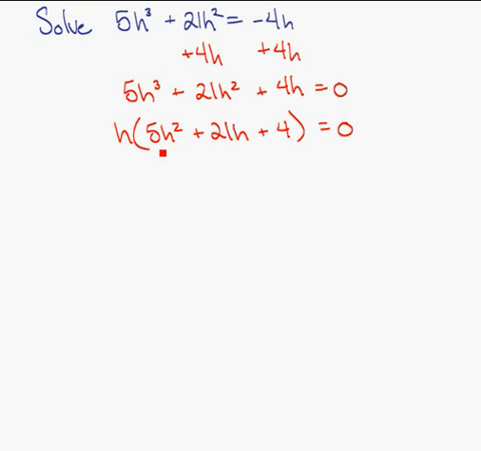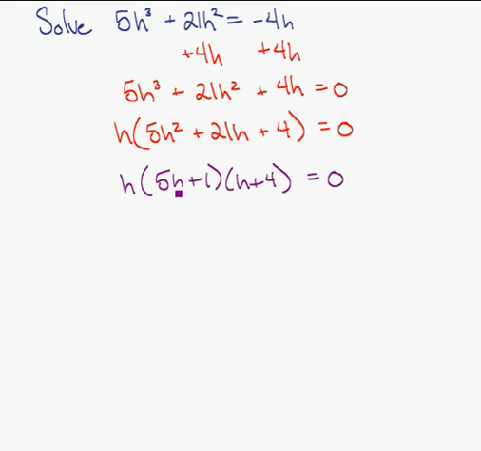Now factor within that parentheses. What you have here is a defoilable problem, but not an easy one. So what you could do is go to the side and write out all the factors for 5h squared and all the factors for 4, and then do as many combinations as possible. To save some time, we're not going to do that. We're just going to say that this factors out to h times quantity 5h plus 1 times quantity h plus 4. And now that's equal to 0.